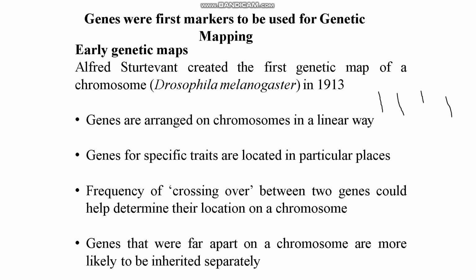The genes for specific traits are located in particular places. If a gene is present here, it's always present here. It will not shuffle into a part that is very close to it; it will shuffle to very far locations but not to near locations. The frequency of crossing over between two genes helps determine their location on the chromosome.